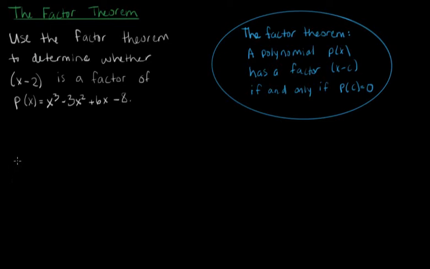In this video, I want to talk about the factor theorem. So the factor theorem says that a polynomial p of x has a factor x minus c if and only if p of c equals 0.